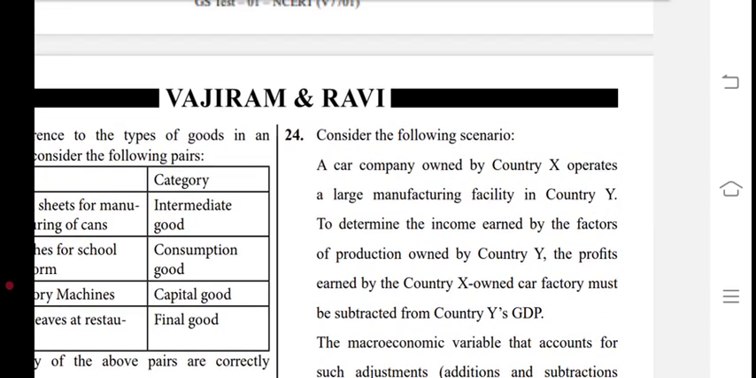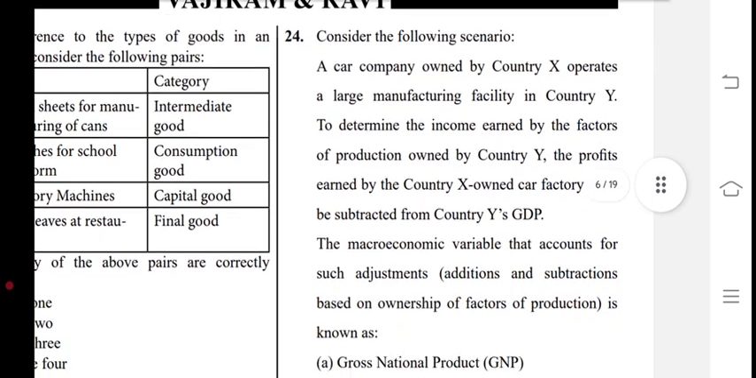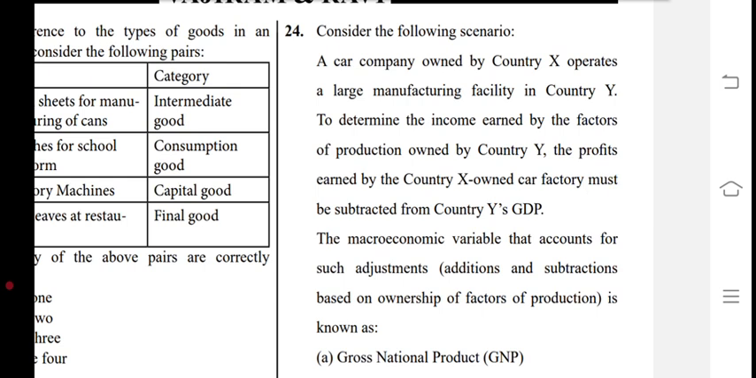Consider the following scenario: a car company is owned by another country X. It operates large manufacturing facilities in country Y. To determine the income earned by the factors of production owned by country Y, the profits earned by country X's owned car factories must be subtracted from country Y's GDP.